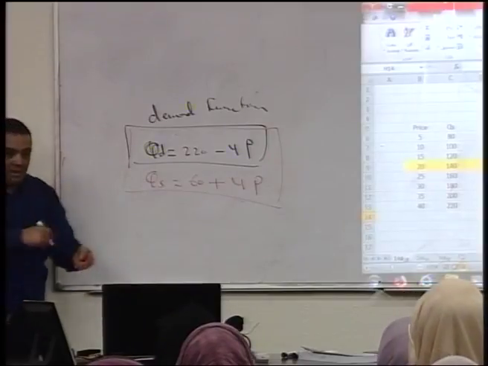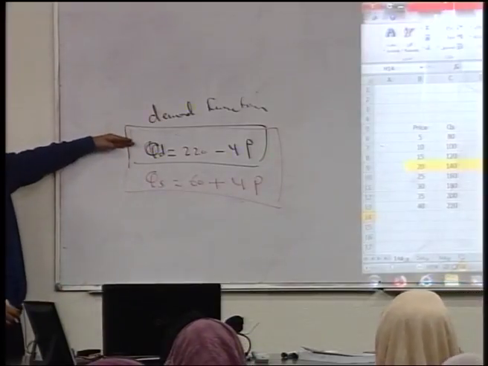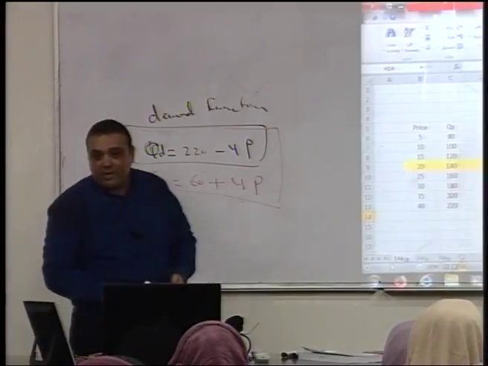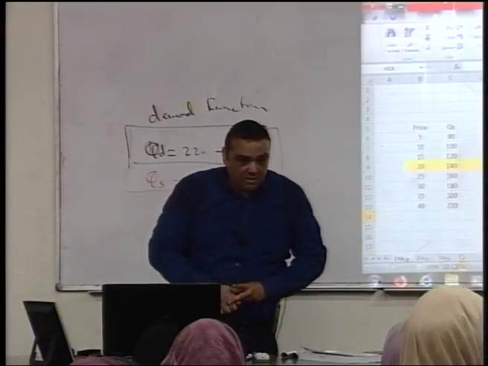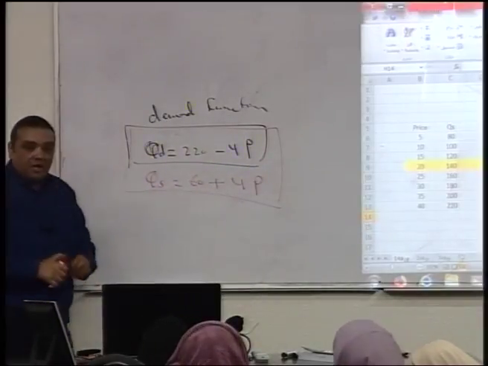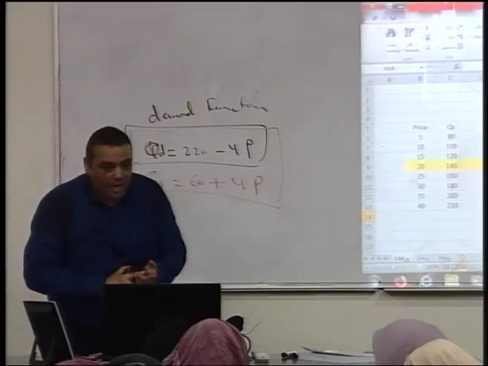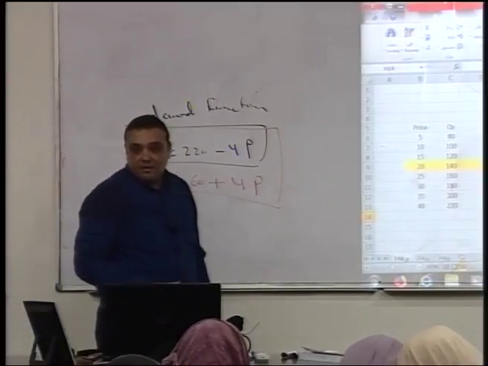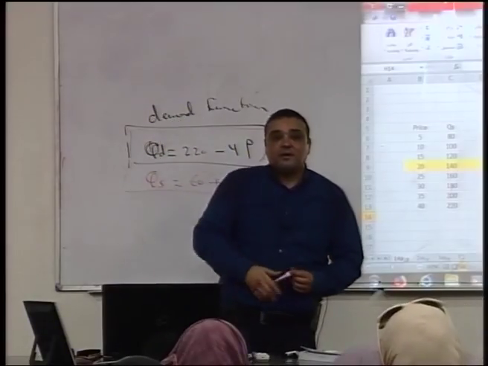Not Excel. Here you have the equilibrium quantity demanded and quantity supplied. Work and see the equilibrium price and equilibrium quantity. Determine the equilibrium price and the equilibrium quantity using these formulas here. Try it. Thank you.